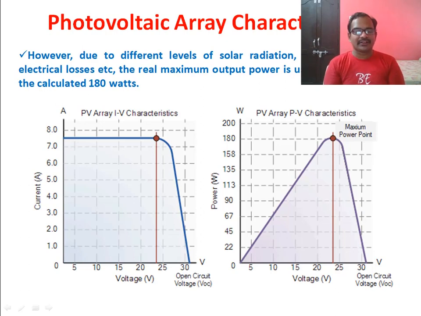As you can see on the right side, you can see a PV curve. On the left side, you can see an IV curve of this PV array. So you can see the maximum voltage is 24 volts and the maximum current IM is how much?